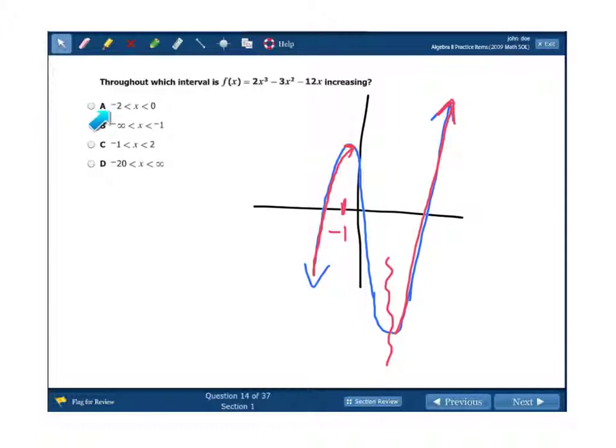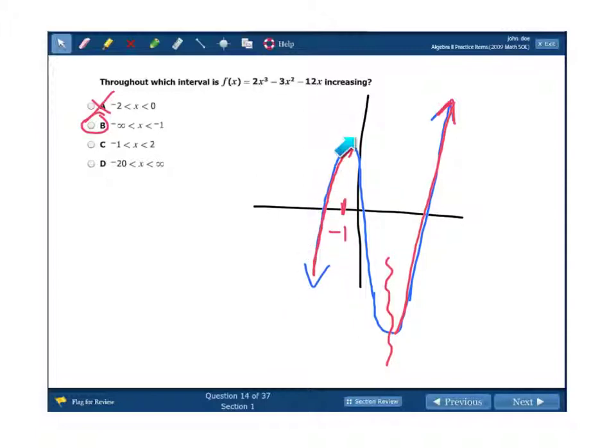It's not increasing from -2 to 0, because from -2 to 0 it's increasing a little, then decreasing some. So it's not going to be that one. From -infinity to -1, that's the correct answer, because from off the graph to the left up until we get to this peak at -1, this is uphill or increasing. So B is going to be my correct answer.